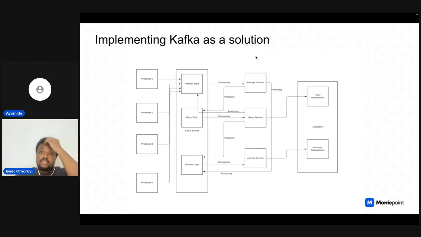We call the service that is to process them, and we get a status after processing. We could get a successful status, an invalid status, pending requery, expired, and so on. Based off what we get, we know what to do with that particular transaction. When it's successful, it means we're done with it. It's done processing, so we produce it to the archive topic, and the archive service consumes that message and sends it to the archive transactions table. Same thing for invalid: invalid transactions go here and get sent to the archive transactions table.